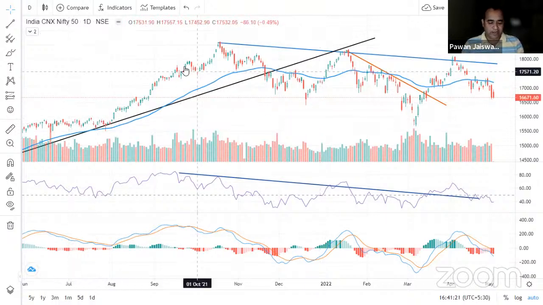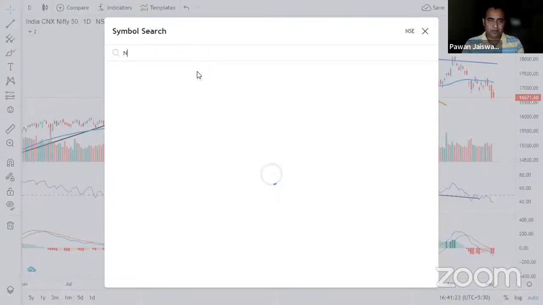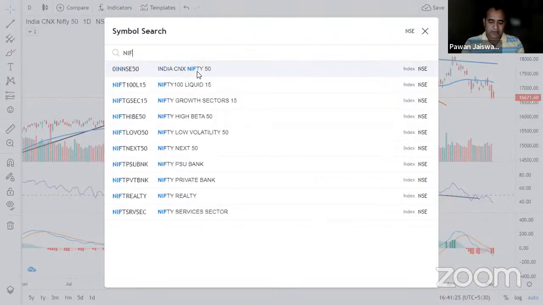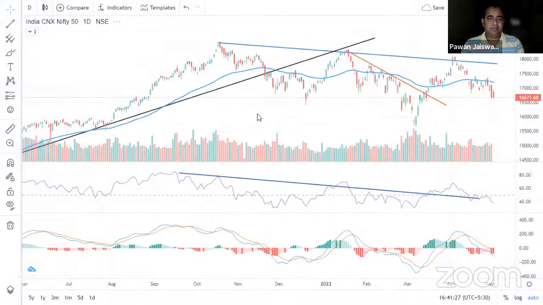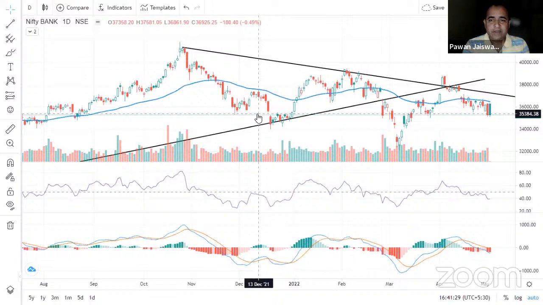Now, if I talk about Nifty Bank, the same thing applies in Nifty Bank also. For almost the last 13, 14 months, except 1 or 2 months in between, Nifty Bank is comparatively underperforming the overall market, and it is still underperforming.